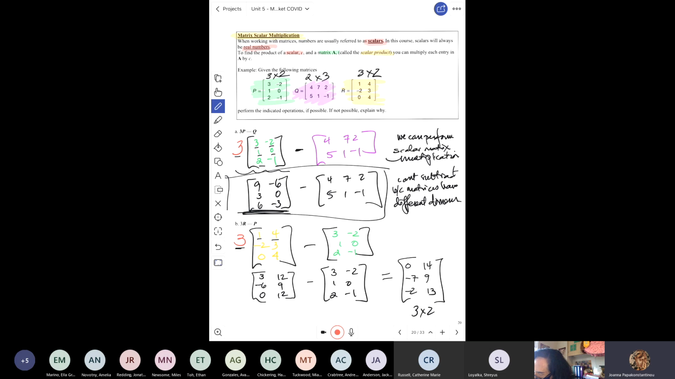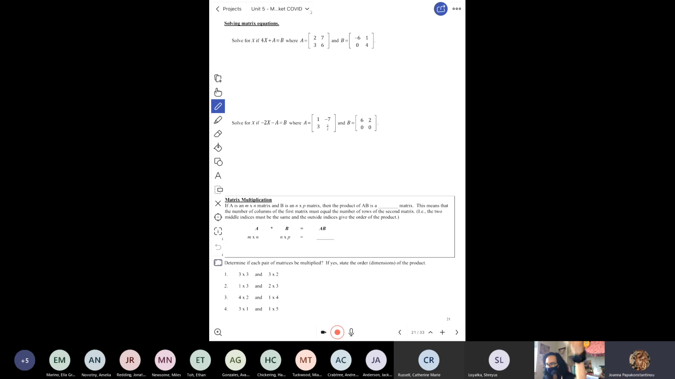Yes. So that would be my final answer. We good with addition, subtraction, and matrix scalar multiplication? Good. Now, what if I embed these operations in an equation? So I have an equation that involves matrices. You are being asked to solve for this matrix X given this equation.